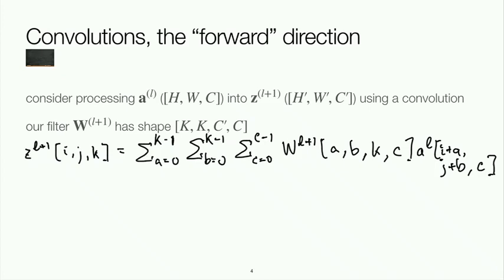So this is basically what my convolution looks like in the forward direction. I just compute ZL plus 1 for all of these ijk, right? i ranges from 0 to h prime minus 1, j ranges from 0 to w prime minus 1, and then k ranges from 0 to c prime minus 1. We're zero indexing everything, right? But this is basically how we're going to compute our output ZL plus 1.